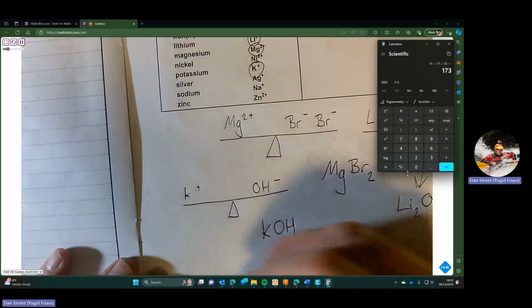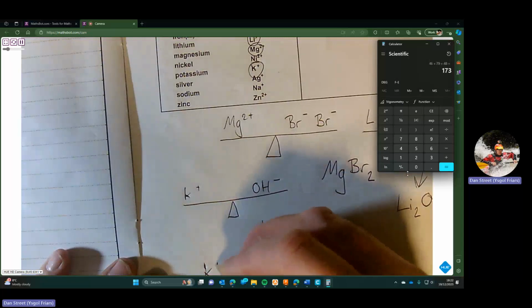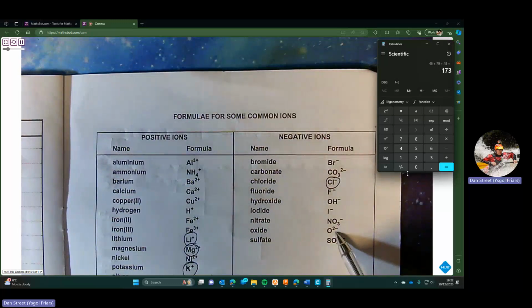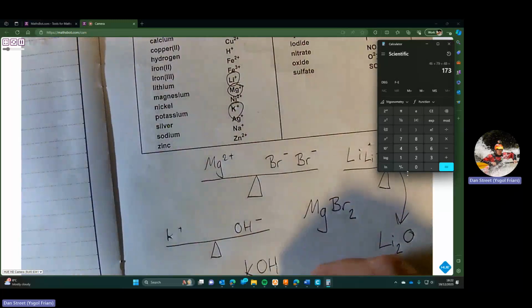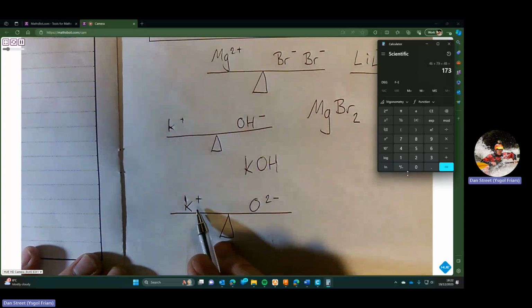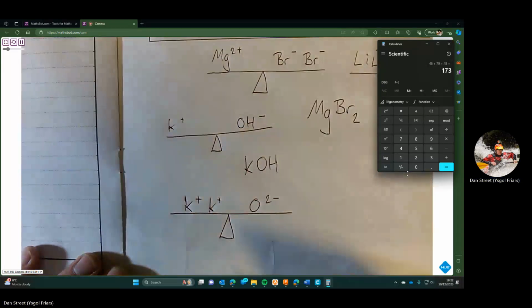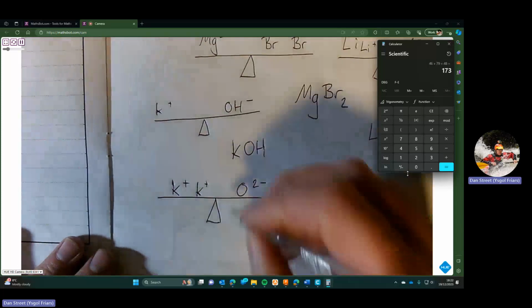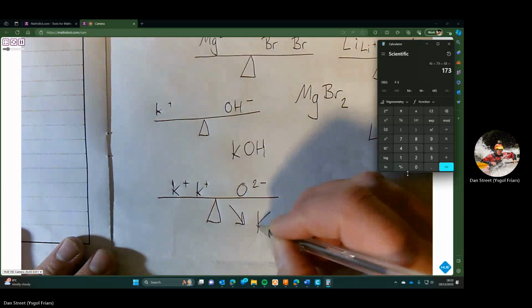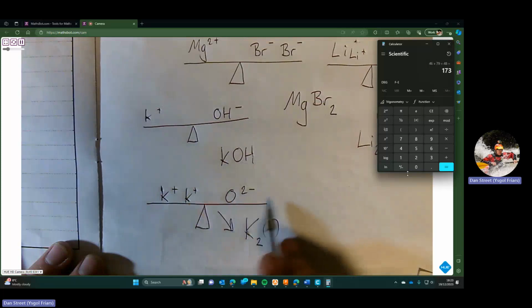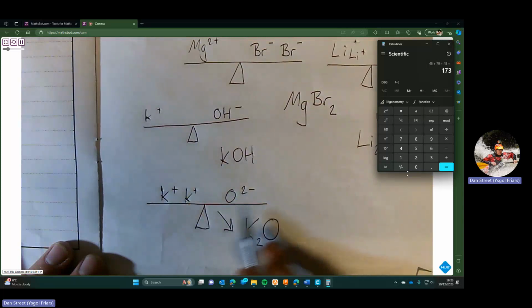Okay, so let's put the potassium here. And the oxide ion has a charge of 2 minus. Okay, so that's O2 minus. So for this seesaw to balance, we would need 2 potassiums to cancel out or balance the single O2 minus. So that would become K2O. Okay, because we need 2 of those to balance or cancel out one of those. And when we write the formula, we don't put the charges in, we just make sure that the charges have been balanced previously.